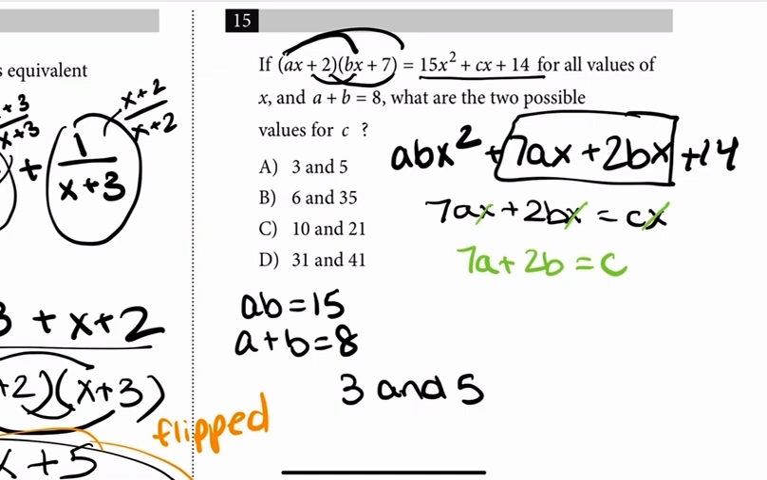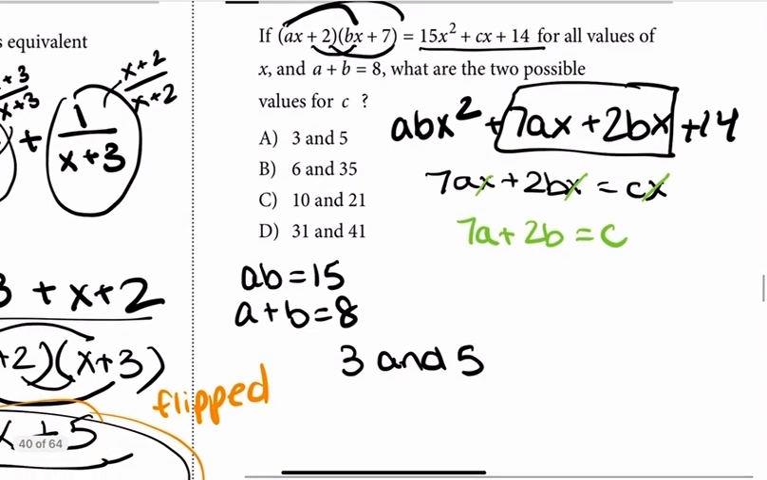Normally, what someone might do is once you get 3 and 5, you might see that in the answer choice and you'll just circle it. Be sure to read the question. It says, what are 2 possible values for C? So in this case, I need to plug 3 in for A and 5 in for B. But then what if A is 5 and B is 3? So there's 2 situations that I need to check.